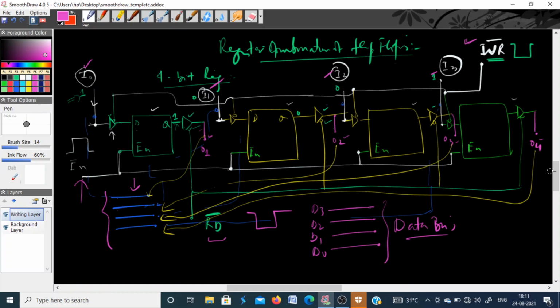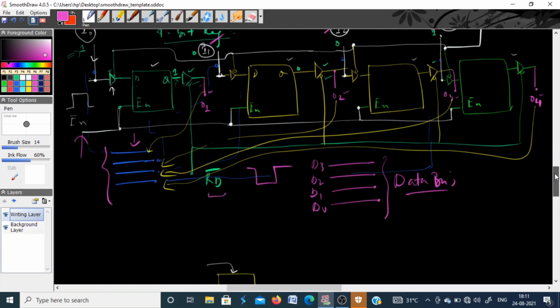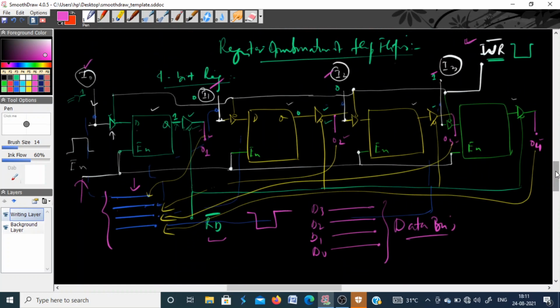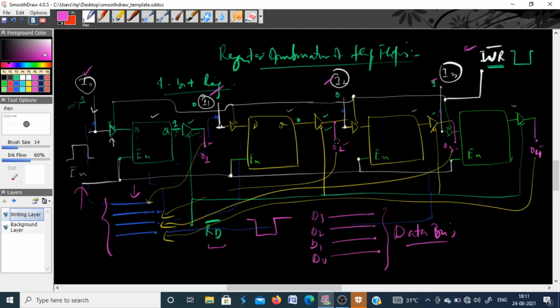Now, how is it enabled? See, this is for one register. For one register it is okay. Once you send an enable signal here, all the flip-flops are enabled simultaneously. So whatever data comes on the databus, or whatever data is at the input, goes into the flip-flops.